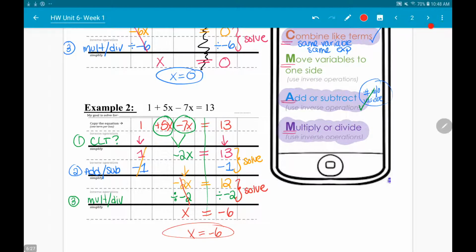All right, so at the end of this video, if you have any questions, please type them in. What you're going to do now is practice this on your own. Use your notes from this video to help you and use your phone steps. Remember, we're combining like terms, adding or subtracting, then multiplying or dividing using inverse operations.